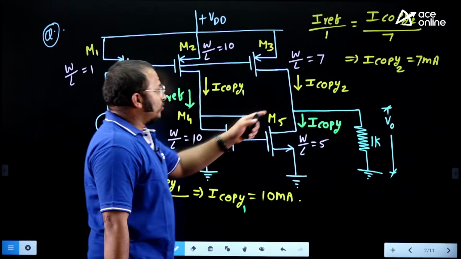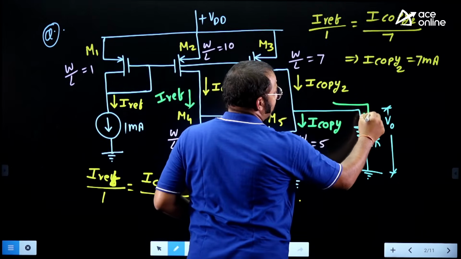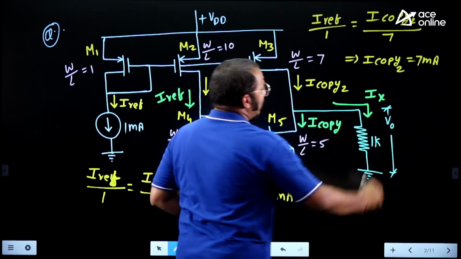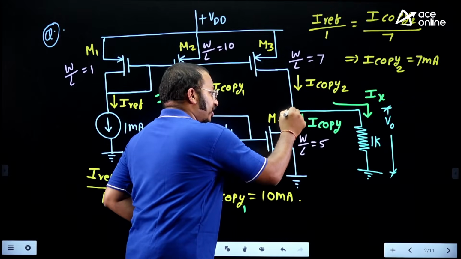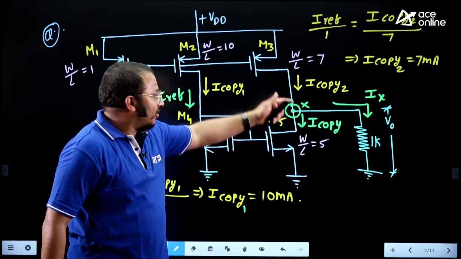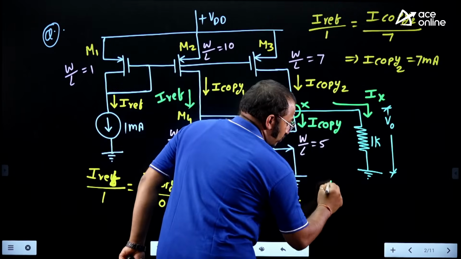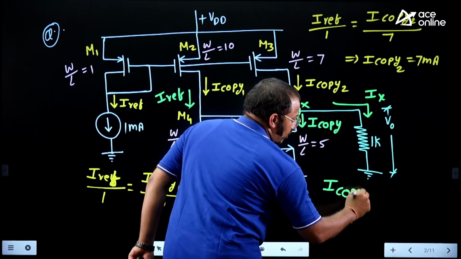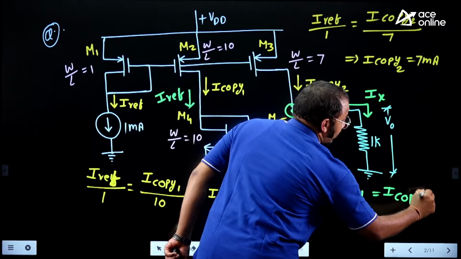Now let me know, dear students, we are supposed to find the value of V0. So simply find this current. Let me say this is Ix. I believe we can do that right now. So why don't we apply KCL over here? Let me say it is node X. If I apply KCL here, I copy 2 is equal to I copy plus Ix, correct or not?